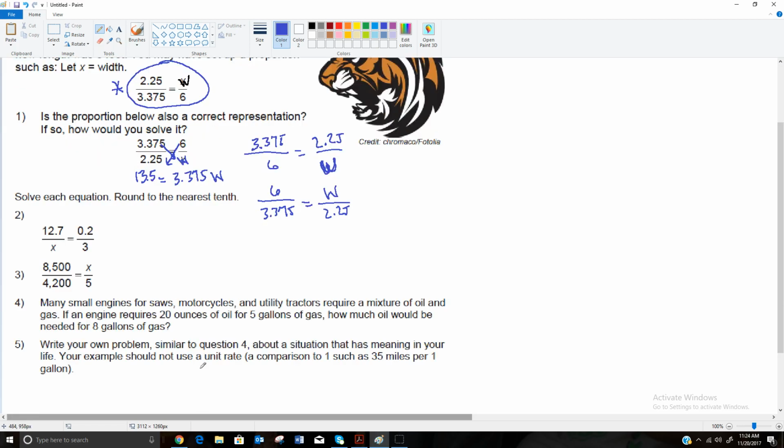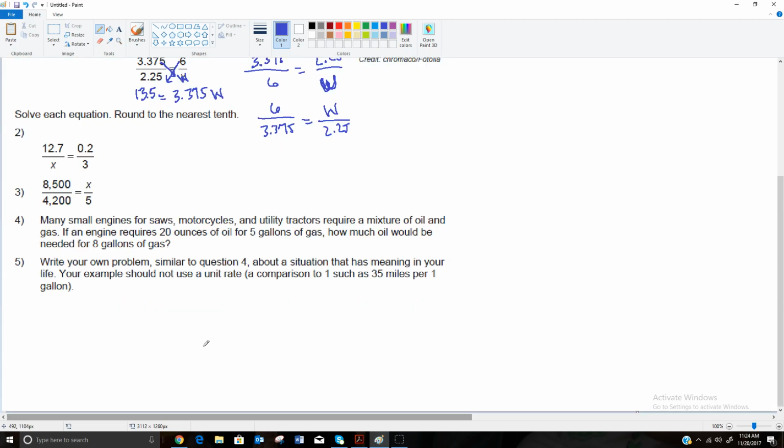Okay, so now on these they just want us to solve the equation. So just a little practice solving proportions. This is already set up. How would you solve that? You would just cross multiply here, cross multiply here. I like to write it underneath, but there's not room, so I'll write it over here. So 0.2 times x, 0.2x, and then 12.7 times 3 is 38.1.